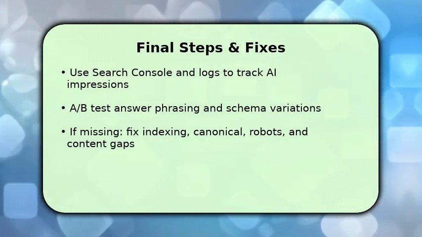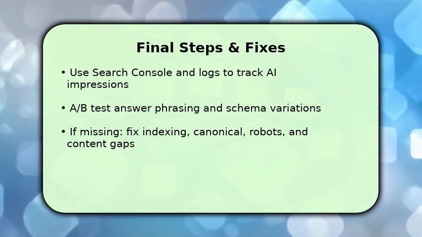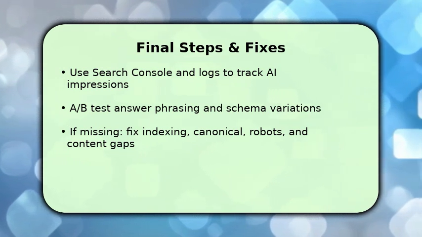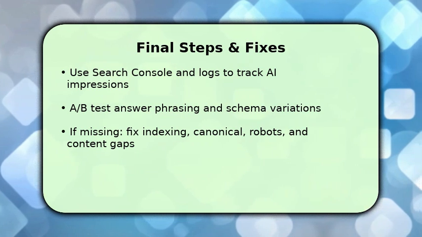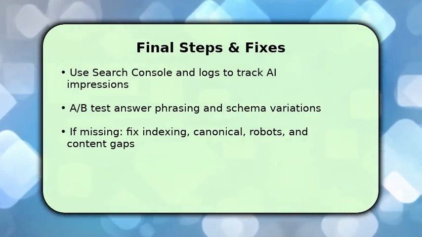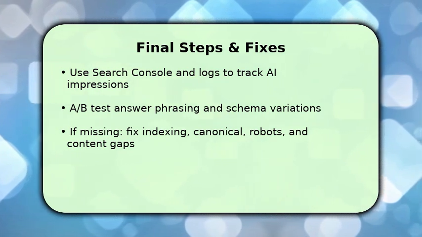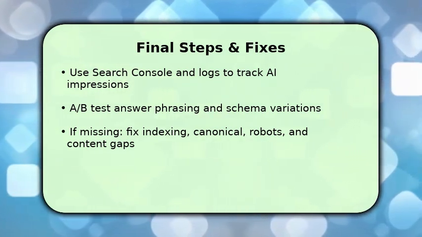A/B test different answer phrasings and schema placements to learn what the AI prefers and iterate fast. If your content isn't showing, check canonical tags, robots directives, and indexing status, then patch thin content issues. One troubleshooting tip: if answers vanish, re-verify structured data and submit the URL for reindexing.